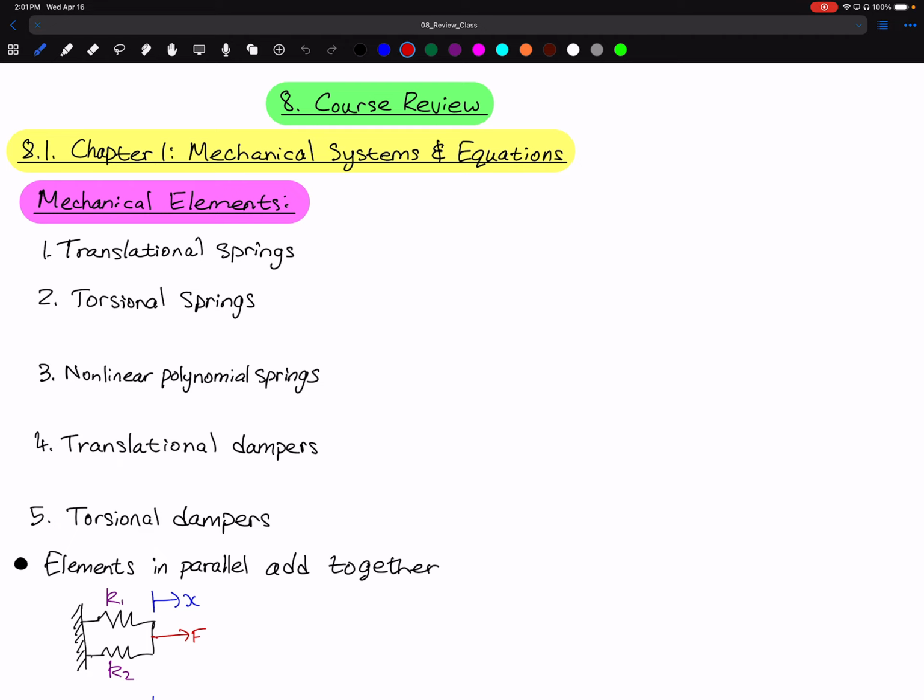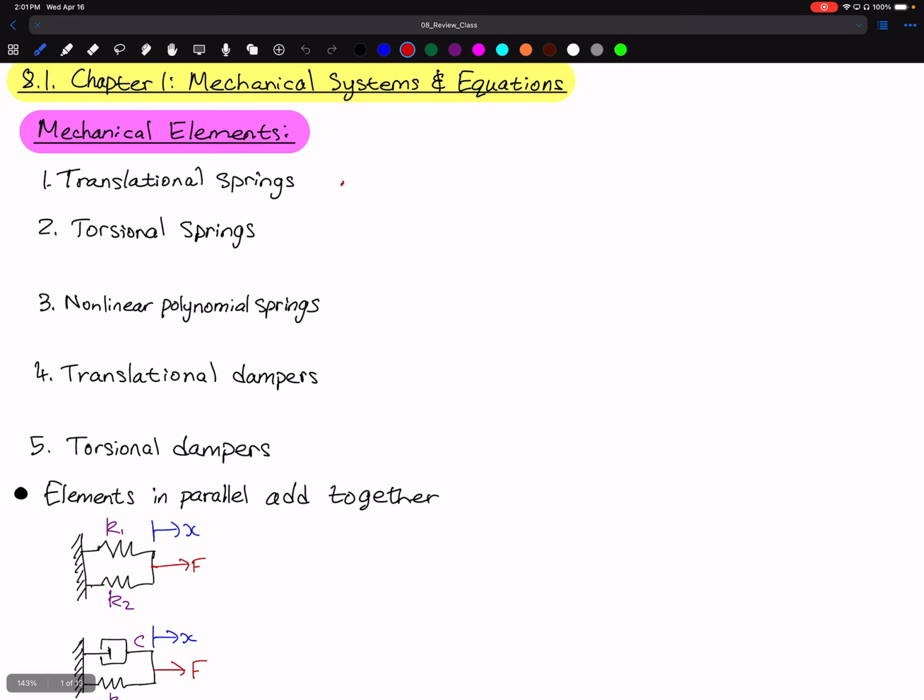The first was a translational spring, which we drew using this squiggly line. We'll say that the spring has a stiffness K. Displacement at the left is x1, displacement at the right is x2. Then the force for this spring was equal to K times x2 minus x1. In general, x2 and x1 can be some complicated expression. Right now we're just representing what the deformation across that spring is.